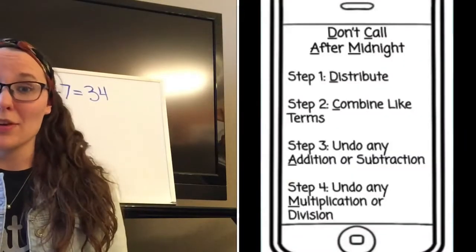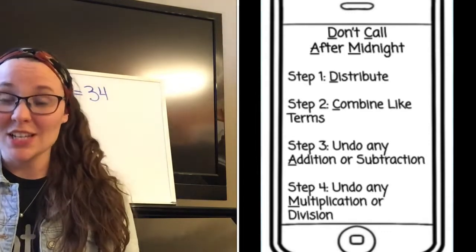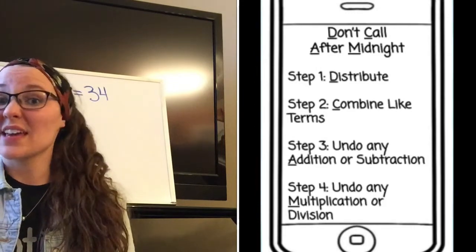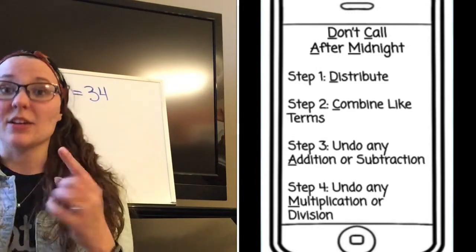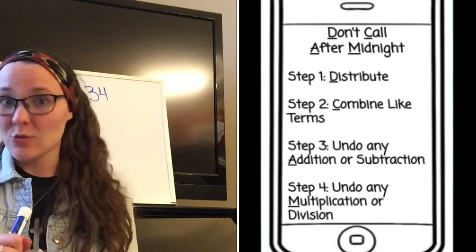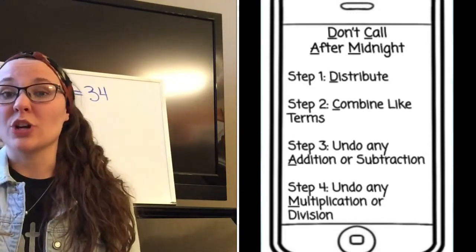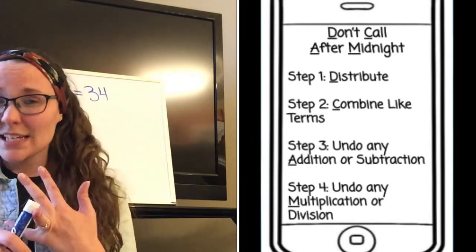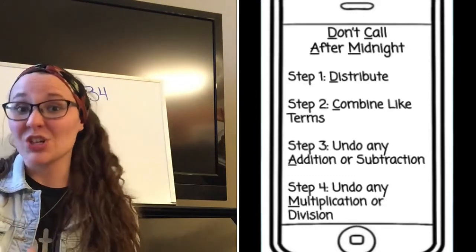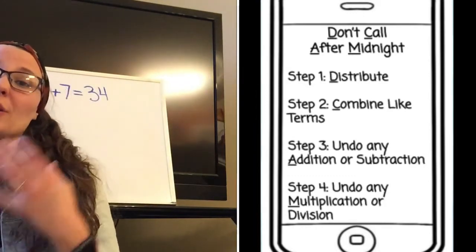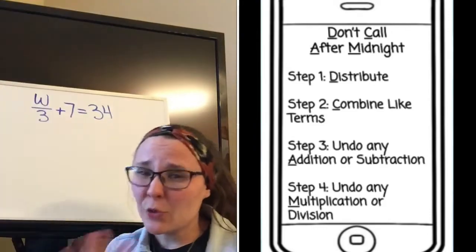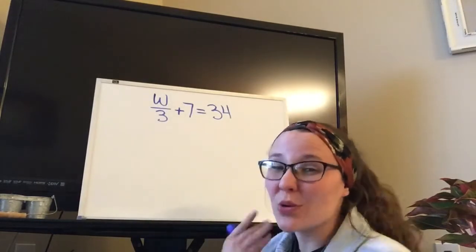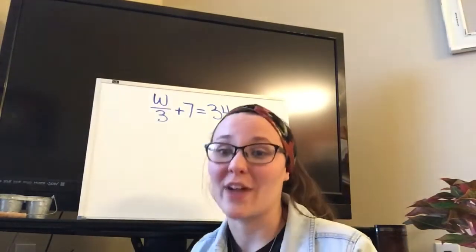These are the steps that I recommend that you follow to solve multi-step equations or to isolate a variable in a multi-step equation. To help you remember the steps, you can think of the acronym DON'T CALL AFTER MIDNIGHT. D stands for you're going to distribute anything you can first. C stands for you're going to combine any like terms. A stands for you're going to undo any addition or subtraction. And then M stands for you're going to undo any multiplication or division. It's going to feel weird for a while to undo addition and subtraction before you undo multiplication and division because we're so used to doing addition and subtraction last in our order of operations.